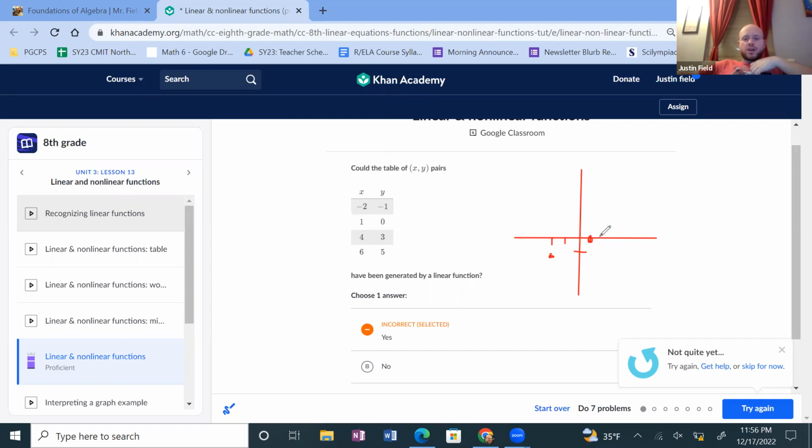4, 3, 2, 3, 4, 1, 2, 3. So everything's looking fine. 6, 5. Okay, all right, so I figured it out now. It could have been generated by a function, but you see the curve here? It could not have been generated by a linear function. Come on, Mr. Field. Read the whole question.